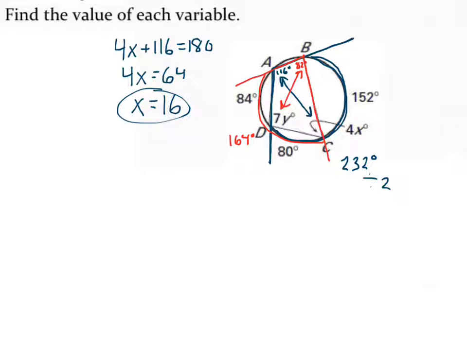Okay, I can't do this problem if I hadn't done that first. So adding those together, since I know opposite angles are supplementary, now it's not bad. 7y plus 82 has to equal 180. Subtracting 82 from both sides, I get 7y is equal to 98. And finally, dividing both sides by 7, I find that y is equal to 14.